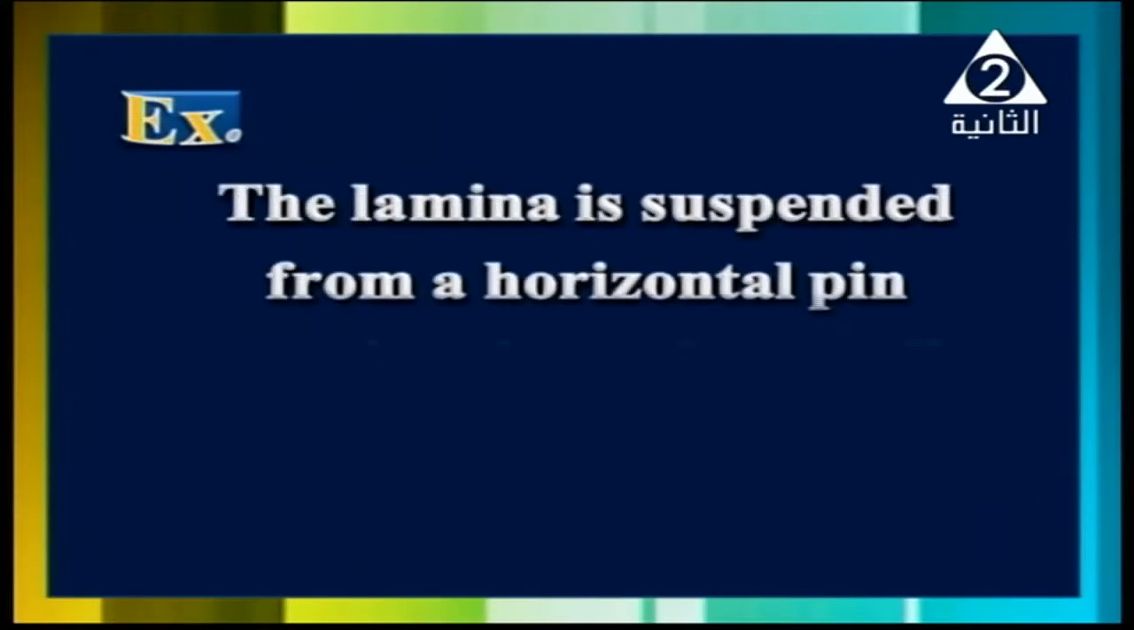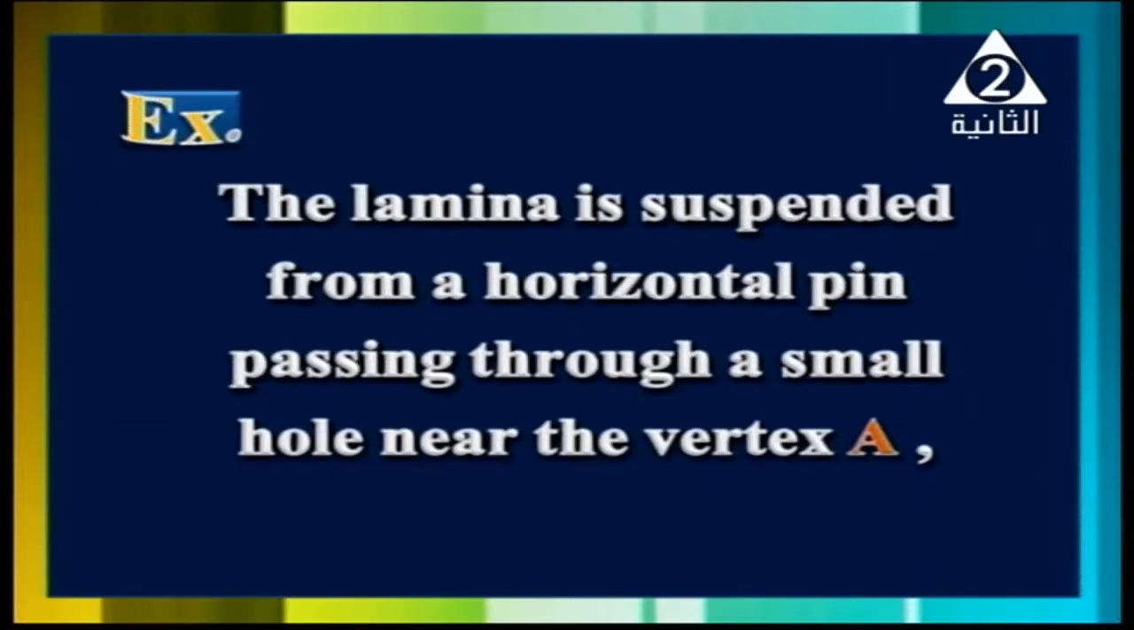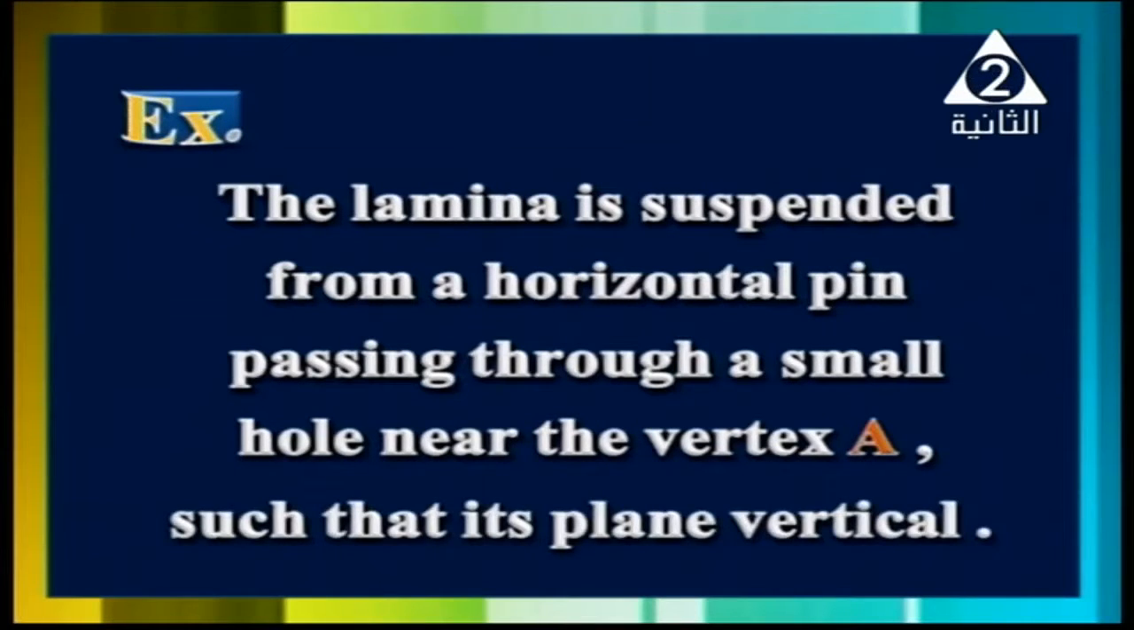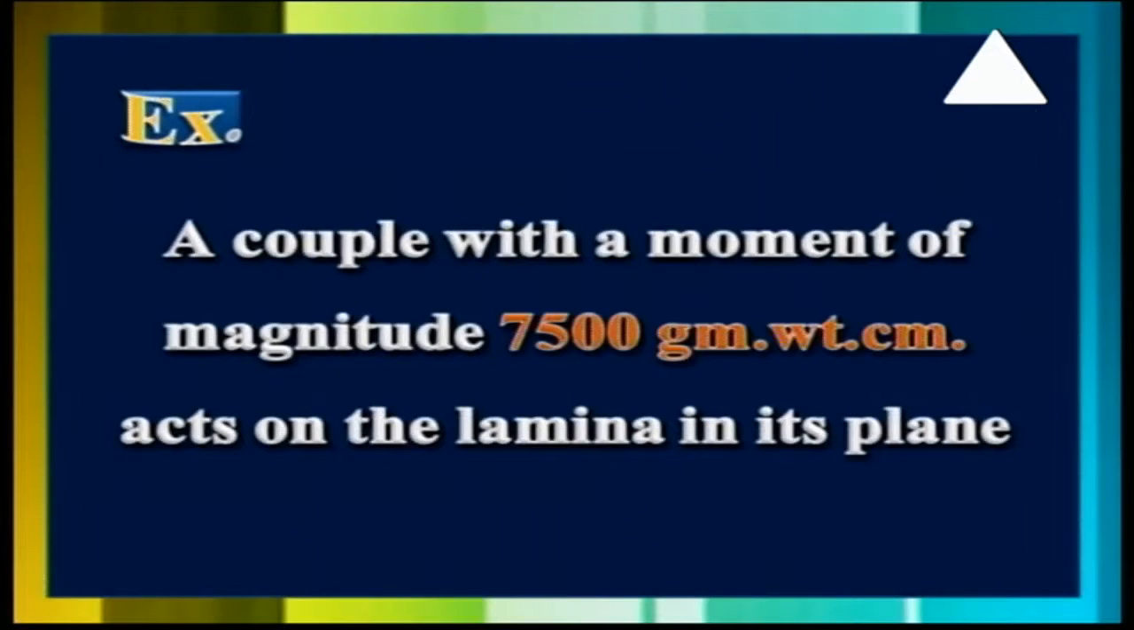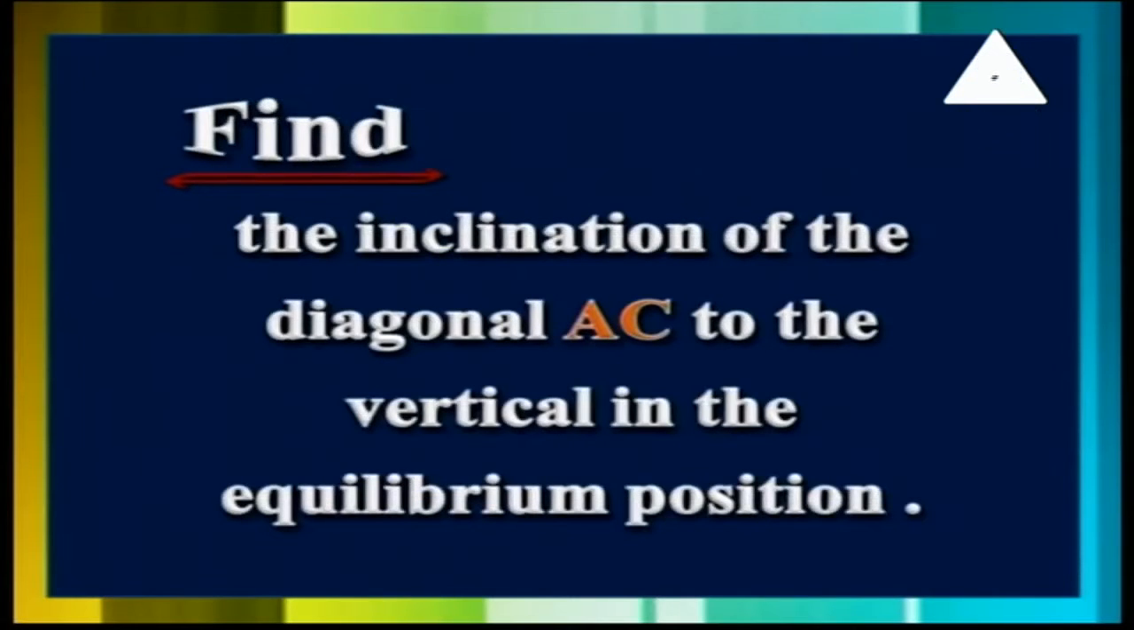The lamina is suspended from a horizontal pin passing through a smooth hole near the vertex A such that its plane is vertical. A couple with the moment of magnitude 7,500 gram weight centimeter acts on the lamina in its plane. What is the required? Find the inclination of diagonal AC to the vertical in the equilibrium position.